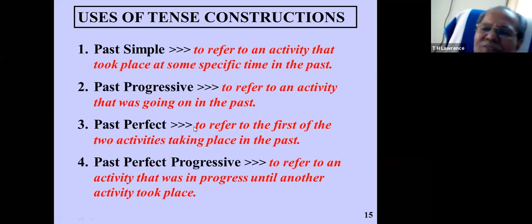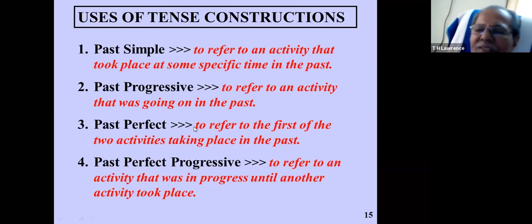Now another use, which I have not mentioned here, is to change the present simple and present perfect tense to past perfect while reporting a direct speech into indirect speech. When you want to report a direct speech into an indirect speech, if you find a past simple, it will normally change to past perfect. If you find a present perfect, that will also change to past perfect.